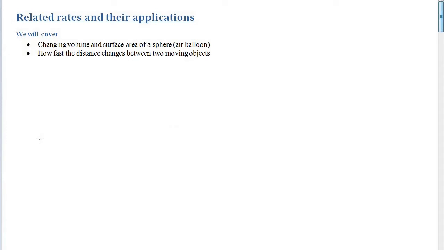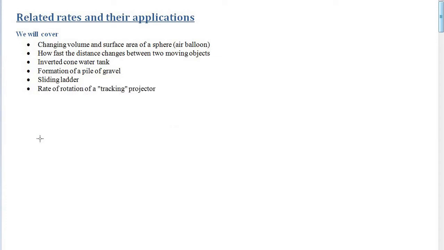Once we're done with that, it will be only a logical extension to move on to the inverted cone water tank problem. Once we tackle the inverted cone water tank problem, we'll be prepared to talk about formation of a pile of gravel or whatever objects are being piled up. Once we're through with that, we're going to discuss sliding ladders and their behaviors, and then we're going to top things off with the problem of the rate of rotation of a tracking projector.